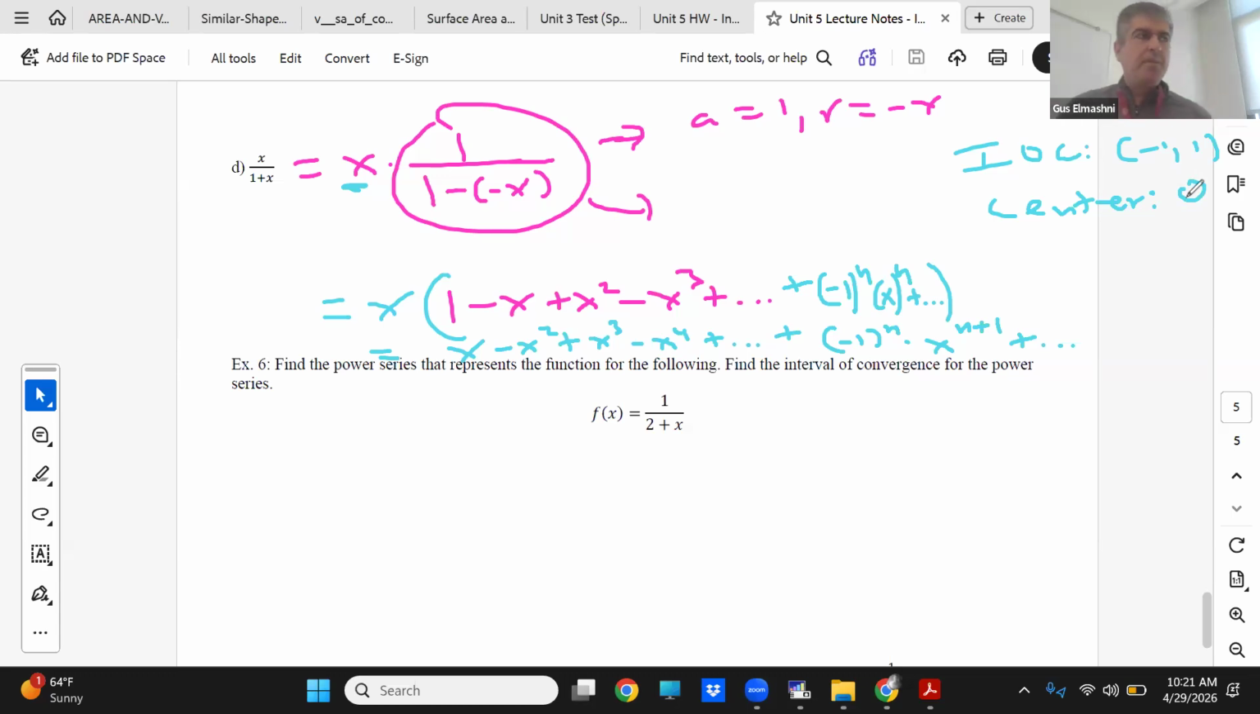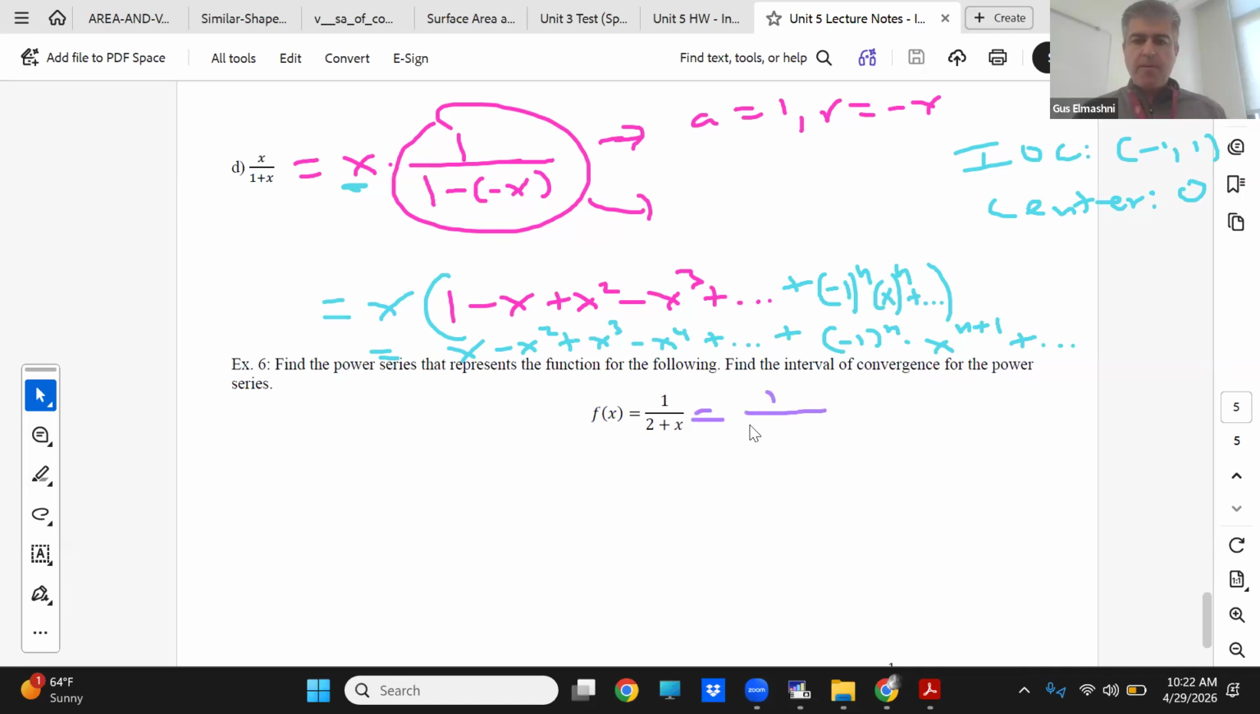Yep. Can we solve an equation, for example, x divided by 1 minus x equal to 1 over 1 minus x? Yeah, exactly, 100%. So we could do something similar for example 6. Find the power series that represents the function for the following, and find the interval of convergence for the power series. So exactly what Lucas just said, for example 6.